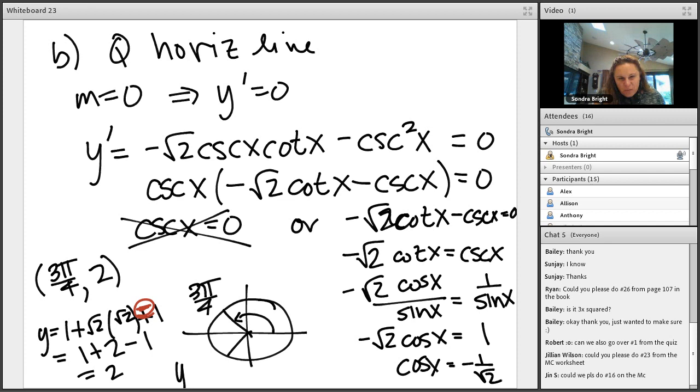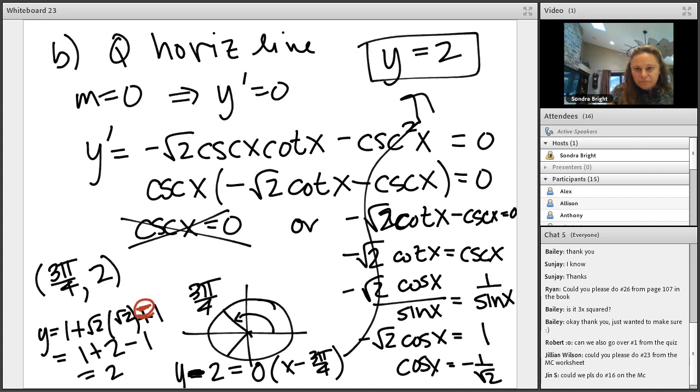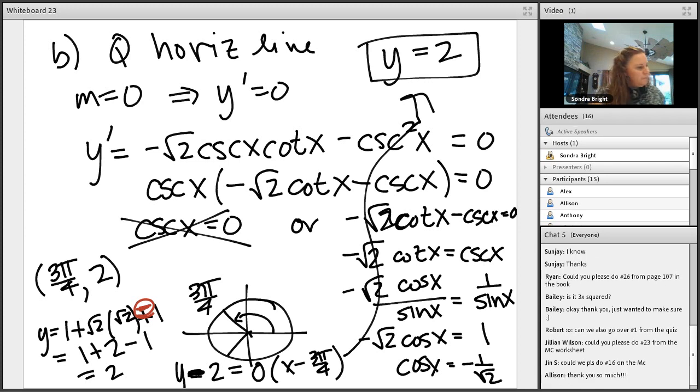And so when you plug it in, you get y minus 2 equals your slope, 0, times x minus 3 pi over 4. And so you end up with y equals 2. Come over here because I ran out of room. Y equals 2 is your line there. Okay. That was crazy. Okay. All right, so trig function, yes, page 107, 26.